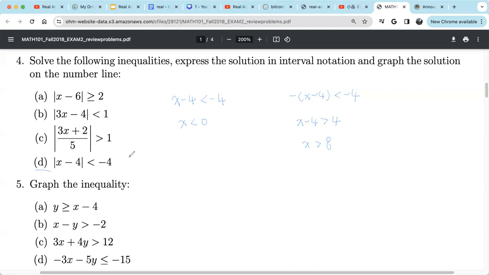So you see this, oh right, this is less than. If the inside is positive, we get x minus 4 less than negative 4. If the inside is negative, we put a negative, negative, less than negative 4. Because it is multiplied by negative 1, we have x minus 4 greater than negative 1 times negative 4, that's positive 4. Then we add 4 on both sides, x greater than 8.